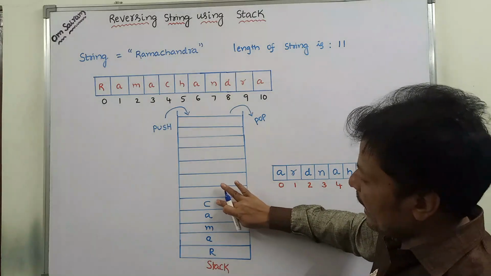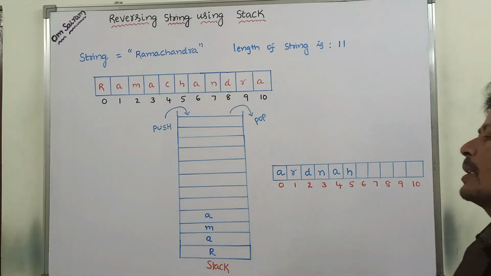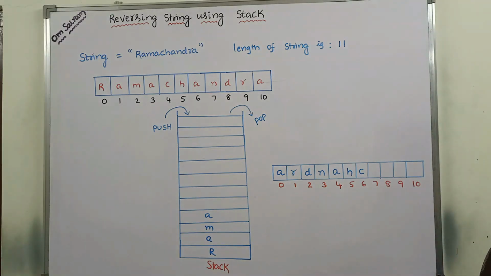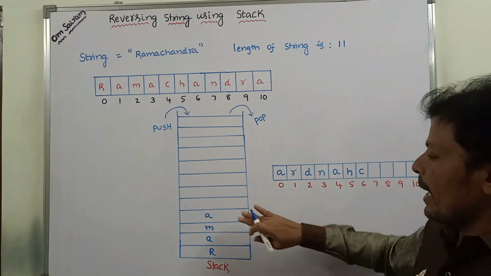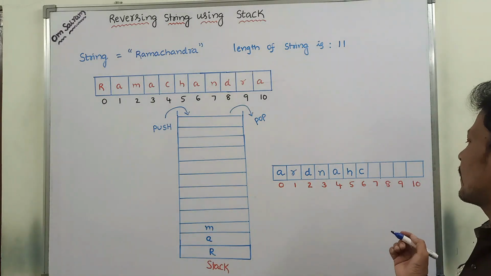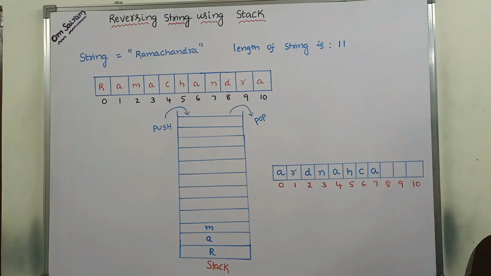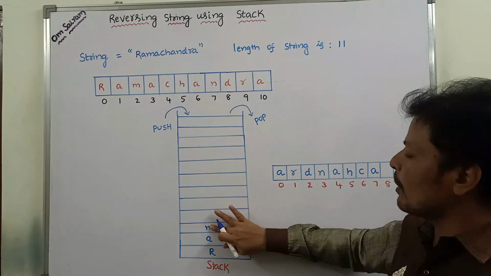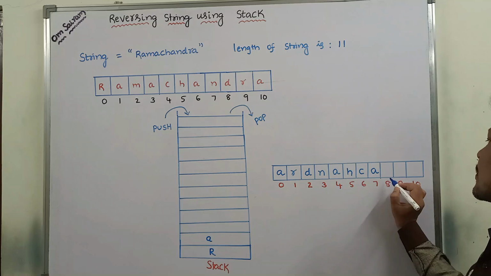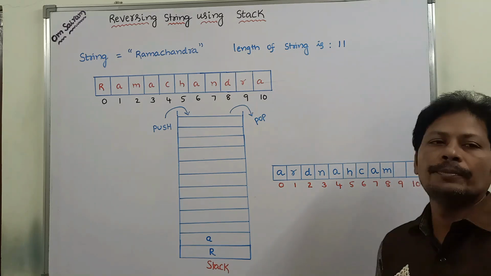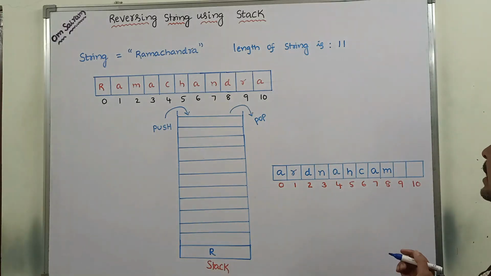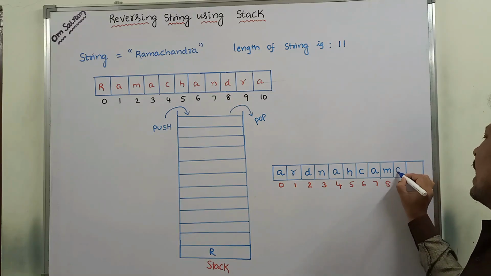Next, again we perform the pop operation from the top of the stack. Letter C is popped from the stack and it is stored at index 6. Next, again we perform the pop operation. So letter A is popped from the top of the stack and it is stored at index 7. Again we perform the pop operation and pop the topmost element M from the top of the stack and it is stored at index 8. Again, we perform the pop operation and pop the topmost element from the stack, and it is stored at index 9.